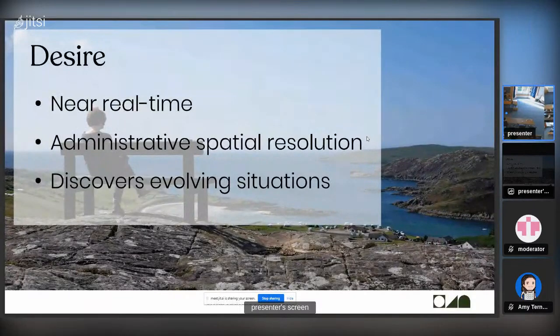What I would think about as desires for this is that it should be near real time. It should allow a local authority to make policy or intervention decisions based on data that is as close to real time as possible. It should link into administrative spatial resolution, so data zones in Scotland or LSOAs in England and Wales, and it should help us see these evolving situations.